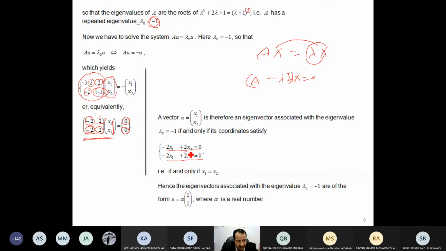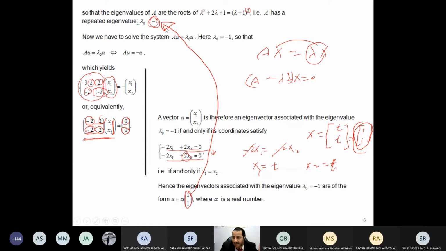Let me simplify. I take this one to the other side: minus 2 x1 equals 2 x2, so x1 equals minus x2; dividing by the signs, x1 equals x2. So whatever x1 is, let's assume x1 is t. Then x2 will also be t. So I can write x as x1, x2, which means t, t. I can take t as a common factor. What is left is 1, 1. This is what I'm looking for. This is my eigenvector, and it is related to this eigenvalue.